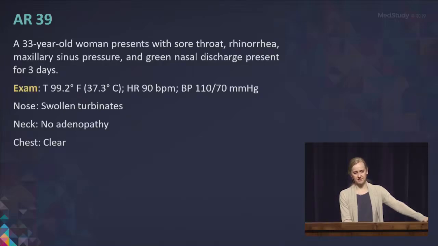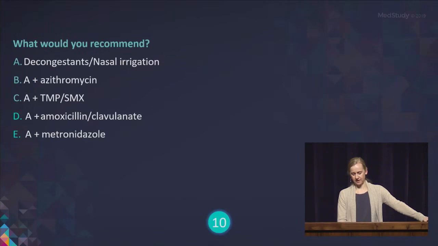Okay, a 33-year-old woman presents with sore throat, rhinorrhea, maxillary sinus pressure, and green nasal discharge that's been there for 3 days. Her temperature is 99.2, her heart rate is 90, her blood pressure is 110/70. On exam, she has swollen nasal turbinates, no adenopathy, and a clear chest. What would you recommend?